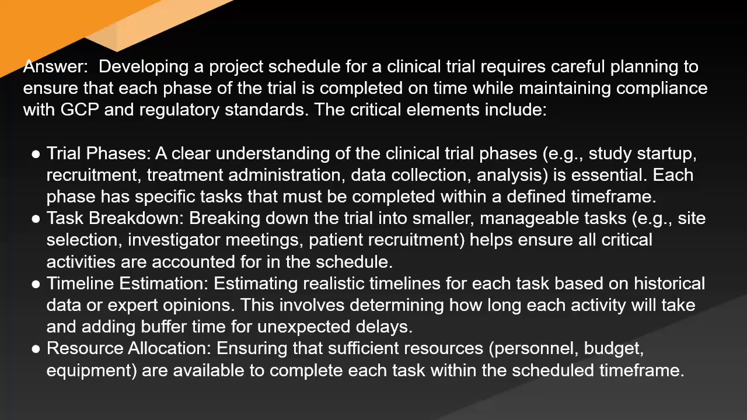Task breakdown. Breaking down the trial into smaller, manageable tasks, e.g., site selection, investigator meetings, patient recruitment, helps ensure all critical activities are accounted for in the schedule. Timeline estimation. Estimating realistic timelines for each task based on historical data or expert opinions. This involves determining how long each activity will take and adding buffer time for unexpected delays. Resource allocation. Ensuring that sufficient resources, personnel, budget, equipment are available to complete each task within the scheduled time frame.